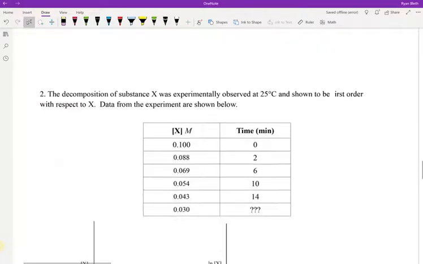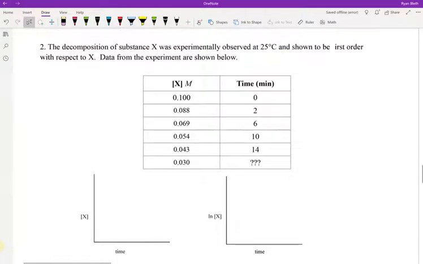All right, now we're on to number 2. It's a whole different scenario here. So forget everything from number 1 as far as anything that you carry over or any reaction rate laws you wrote or anything like that. Okay, done. Experimentally observed, shown to be, I think this is supposed to be first order. That's a bad typo. With respect to X.